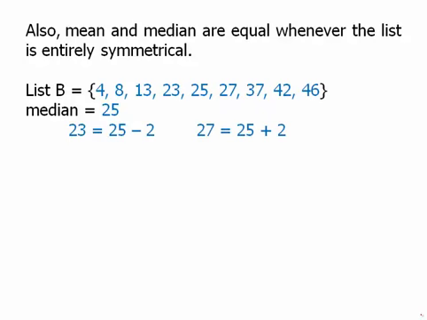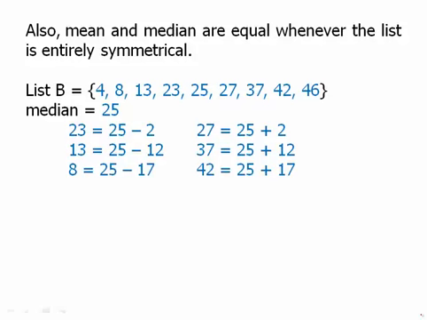Now look at the next pair. 13 and 37 are respectively 12 less and 12 greater than 25. 8 and 42, 17 less and 17 greater than 25. And 4 and 46 are 21 less and 21 greater than 25. Another way to see that, incidentally, 23 plus 27 add up to 50, 13 plus 37 add up to 50, 8 and 42 add up to 50, and 4 and 46 add up to 50.